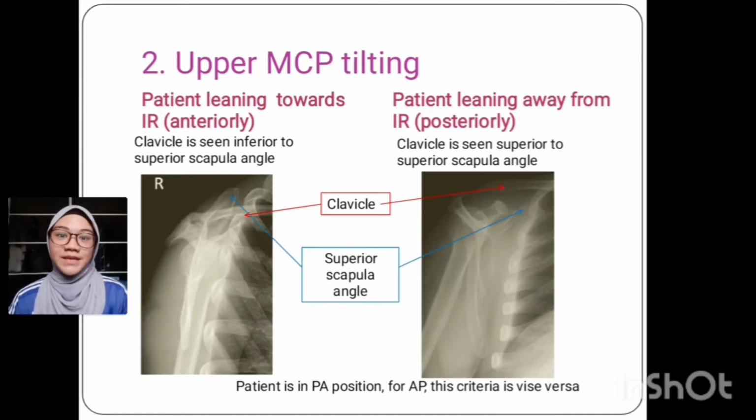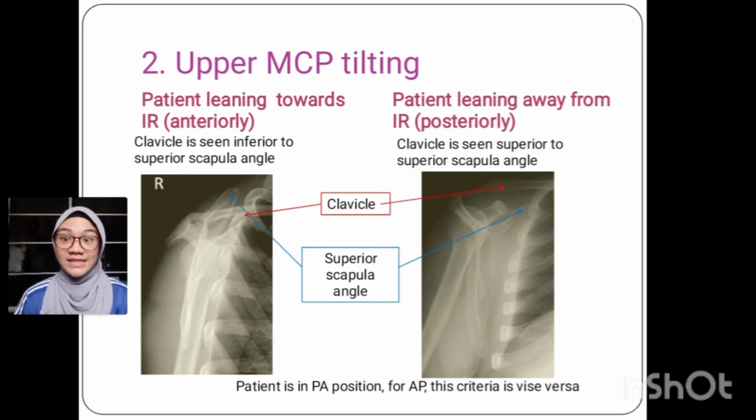Second, upper mid-coronal plane tilting. Patient leaning towards the IR or anteriorly: the clavicle is seen inferior to the superior scapular angle. You can see here, this is the superior scapular angle and this is the clavicle. If the patient is leaning away from the IR or posteriorly, the clavicle is seen superior to the superior scapular angle. This is the clavicle and this is the superior scapular angle.